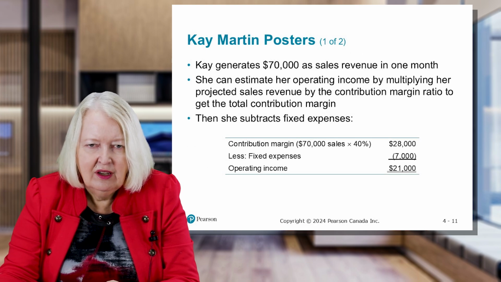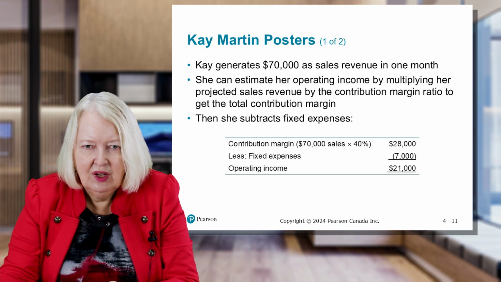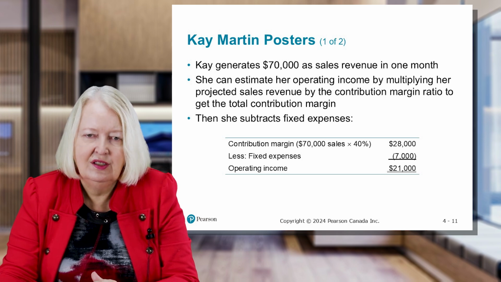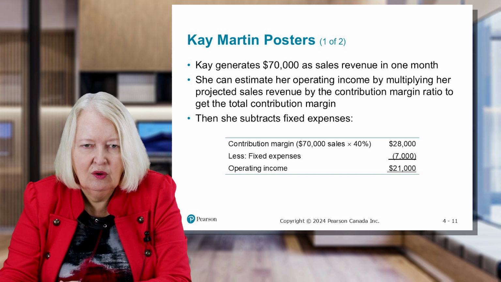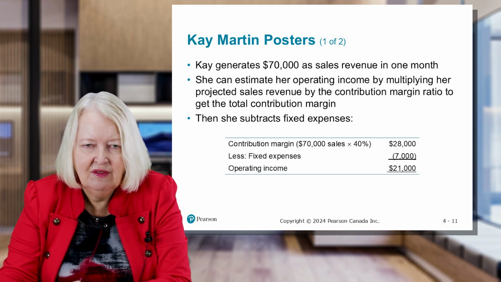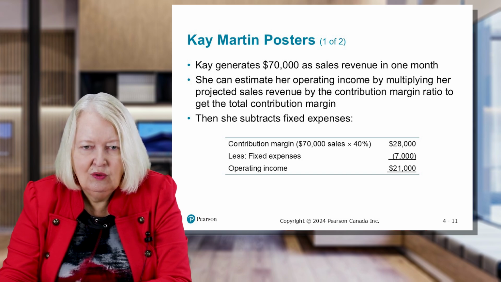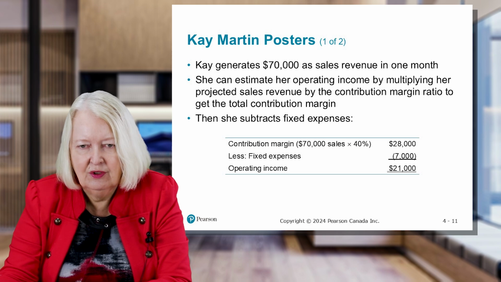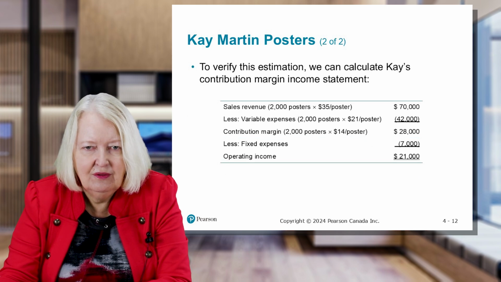So another scenario you can use your CVP for is to look at what are the implications of different sales levels. So say if she generates $70,000 in sales, you know the contribution from that is 40%. So $28,000 less the fixed expenses will give her an operating income of $21,000. And of course, you can verify this by working backwards and doing it the long way, and you still come up with the same answer. So obviously it was quicker to do it the method that I just showed you.